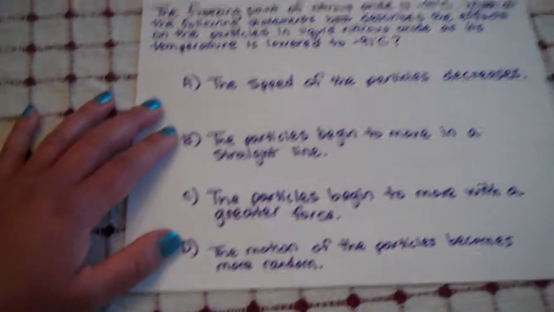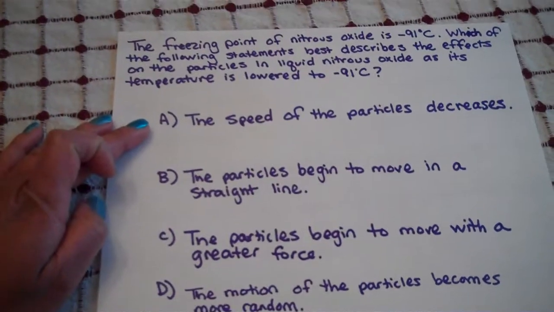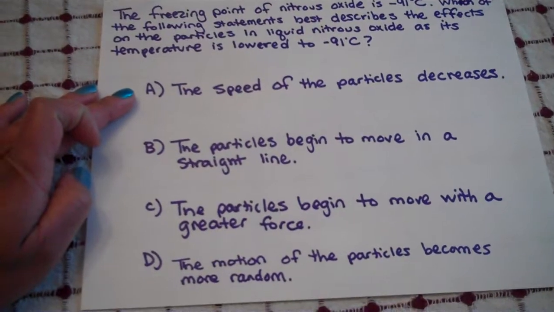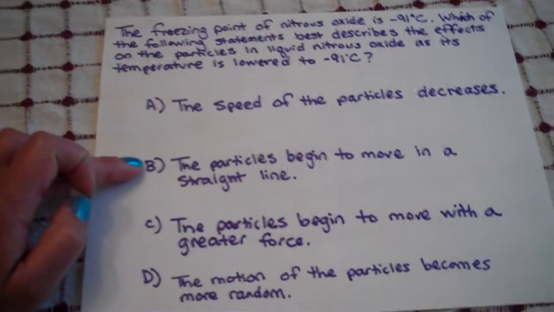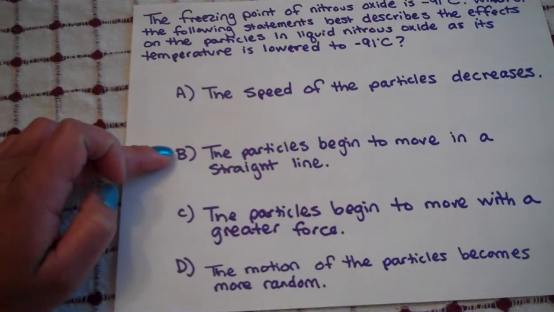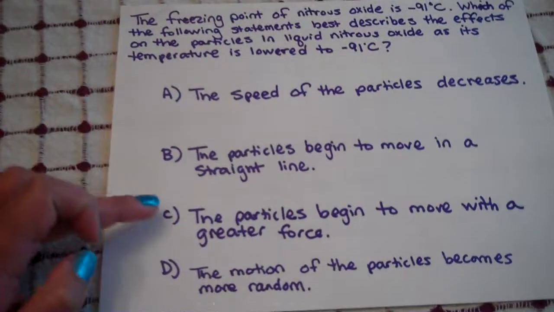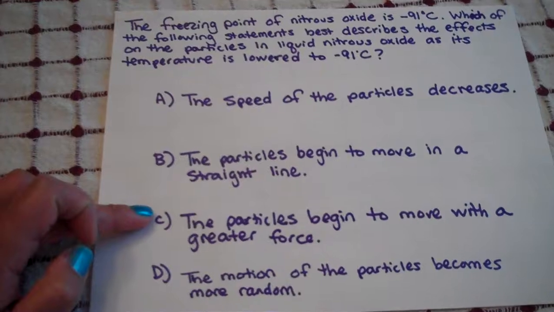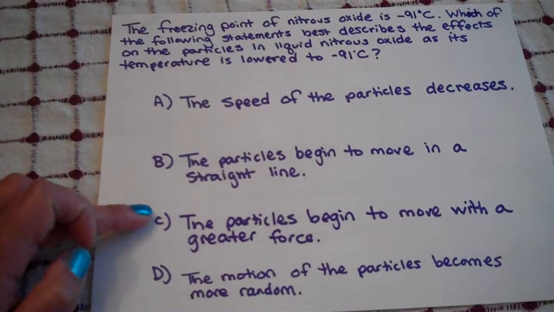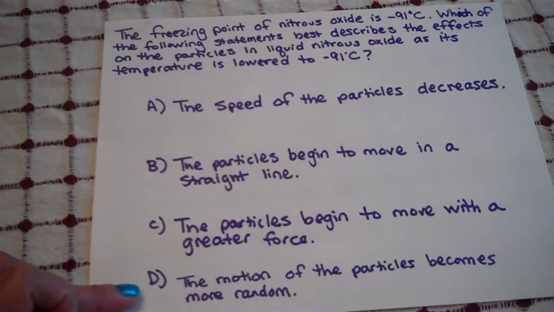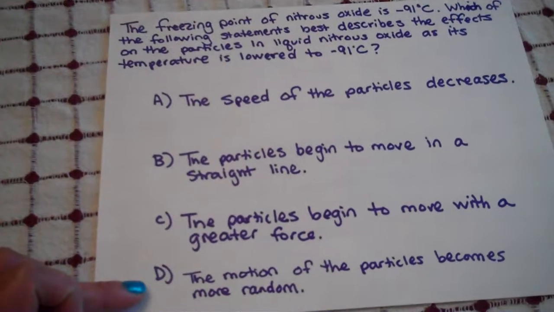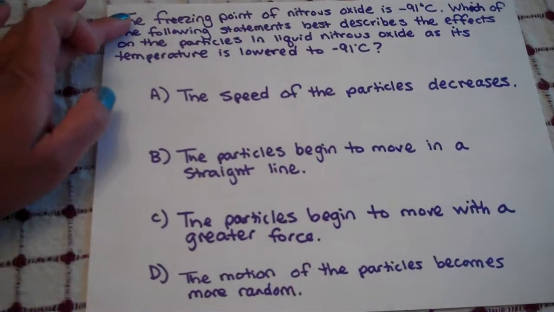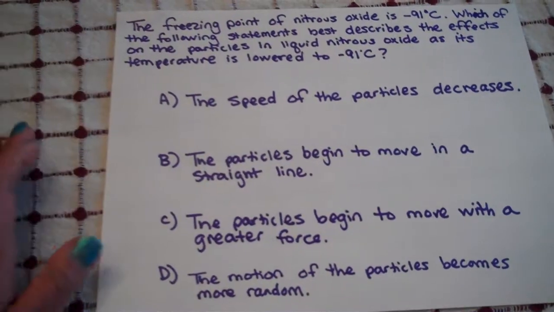So when we look through the choices here, we have A, the speed of the particles decrease. B, the particles begin to move in a straight line. C, the particles begin to move with a greater force. Or D, the motion of the particles become more random. What happens when something is reaching its freezing point?